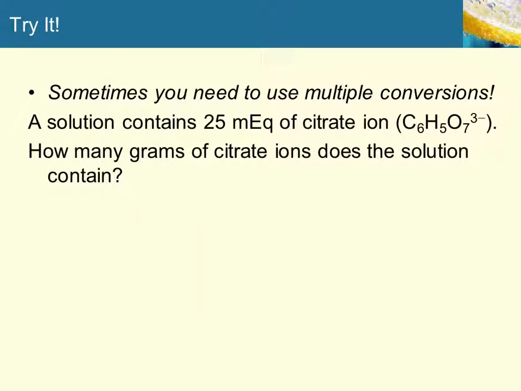So in this problem, we're going to have to use multiple conversion factors because you're starting with 25 milli equivalents of a citrate ion, C6H5O7 minus 3. How many grams of citrate ions does the solution contain? So you have to know that 1 milli equivalent, right? So you have milli. So that's 1,000. Milli is 1,000. So 1,000 milli equivalents equals 1 equivalent. So that's one conversion you're going to have to know.